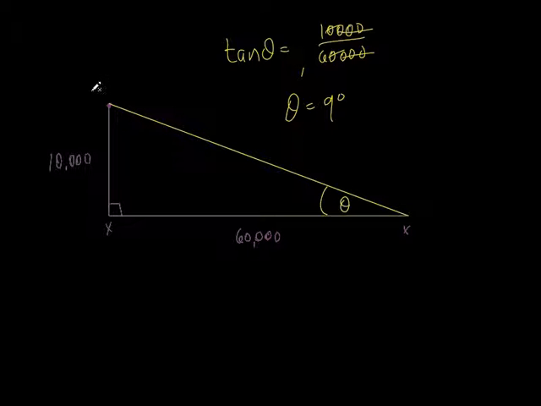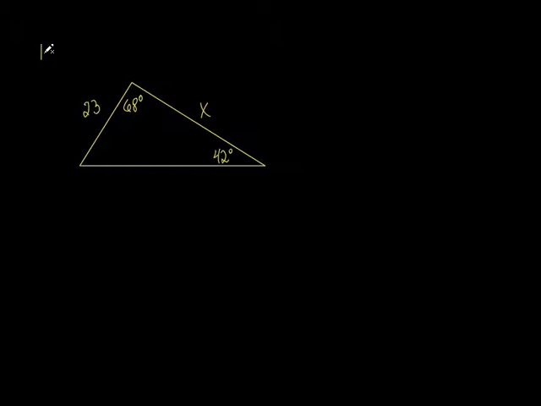Which one was that? That was 13, wasn't it? All right, so let's go to 14. All right, this is number 14. Now look at this. Can we just use the regular trig functions on this one? Why not? It's not a right triangle.